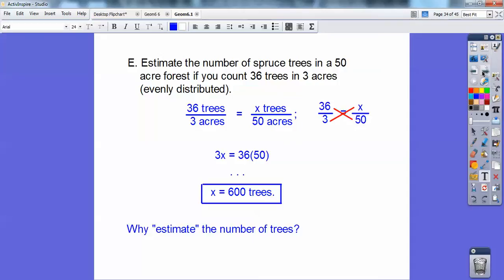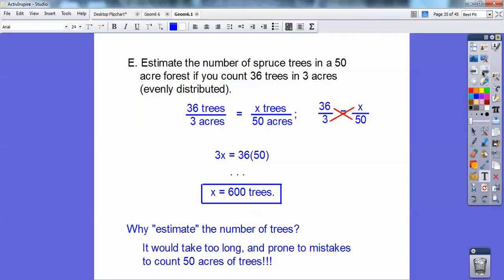Why would you want to estimate the number of trees in 50 acres, you guys? Well, probably because it would take you too long to walk around 50 acres and count, and you'd probably make some mistakes. I know I would. I'd probably get lost, walk in circles all the time, and count the trees twice.